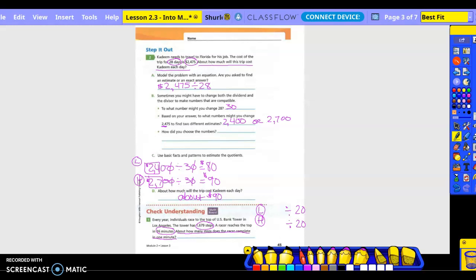Okay, so 20. So what is a multiple of 2 that gets me close to 16 without going over 16, right? So I can use 1,600, right? Is that still less than 1,679? Yes. Okay, what's a multiple of 2 that gets me close to 16 that goes just a little bit over, 18? So 1,800.